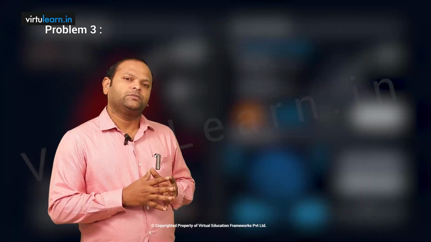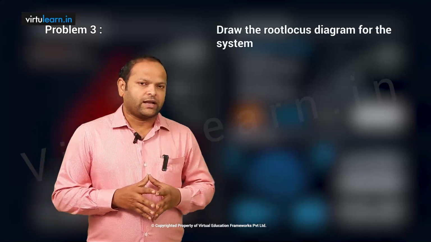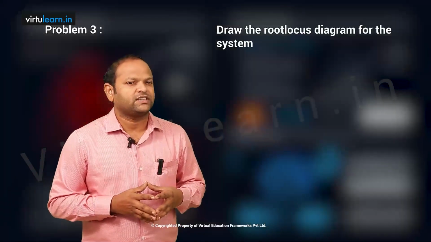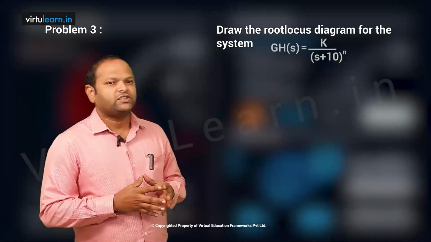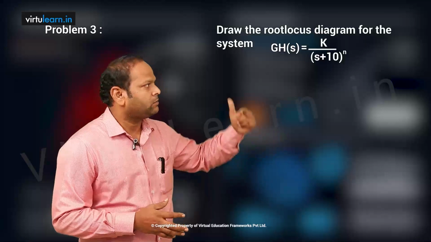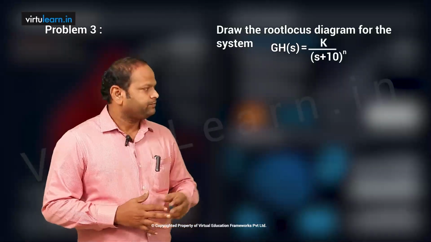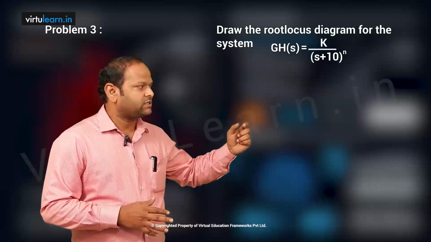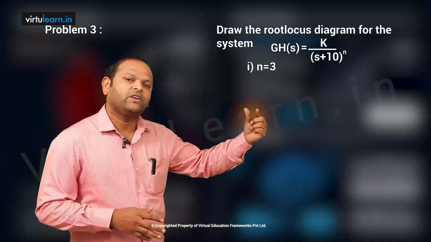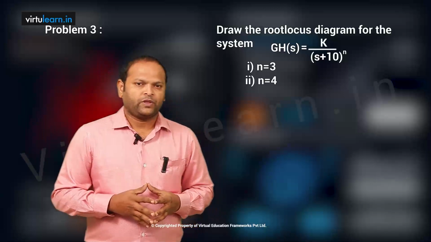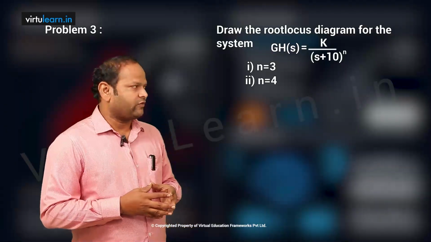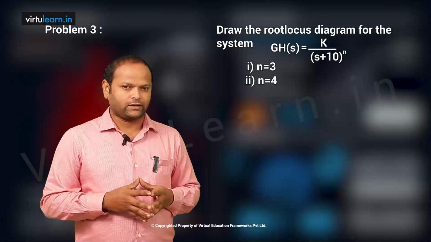Problem statement. Draw the root locus diagram for the system whose open loop transfer function is given by G(s)H(s) = K / (s+10)^n. The first part of the problem is when n is equal to 3. The second part of the problem is when n is equal to 4. So this is the open loop transfer function given, and for that we need to draw the root locus diagram.